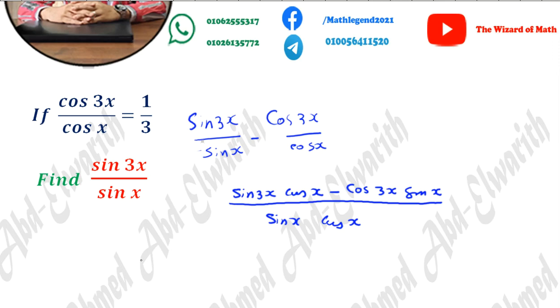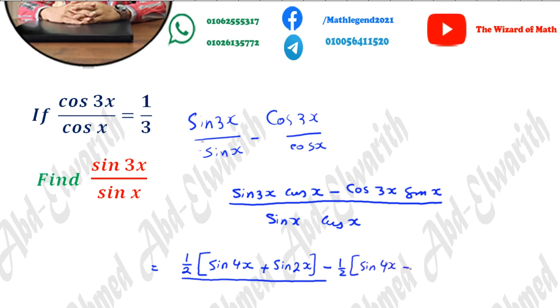Okay, now focus on the numerator. The numerator equals half open the brackets sine 4x plus sine 2x, minus half sine 4x minus sine 2x. Okay, all of this over sine x cosine x.